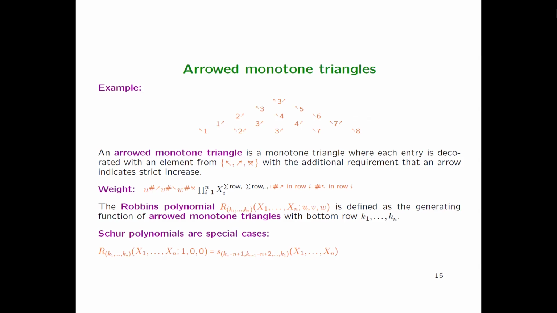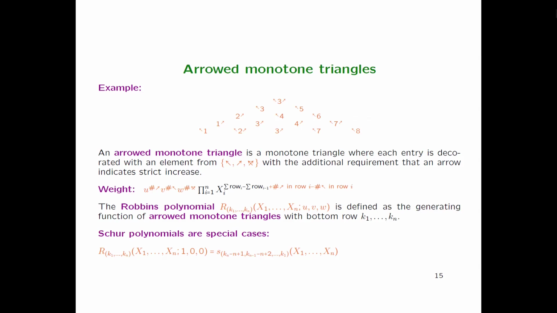And then in order to talk about these polynomials, let's call these Robbins polynomials. And in the following, I will always denote them by R. And the parameters here are, first of all, the bottom row. So you have K1 up to Kn. Then you have the xi's, and then you have the u, v, and the w that take care of these decorations.